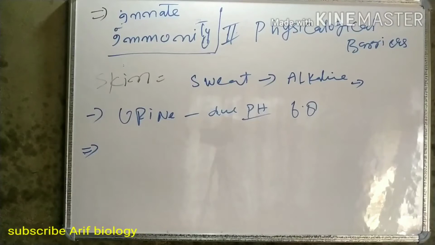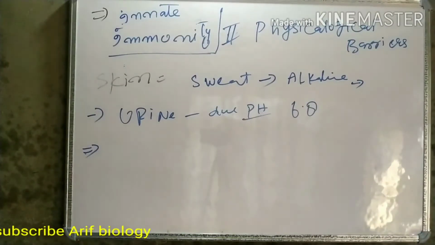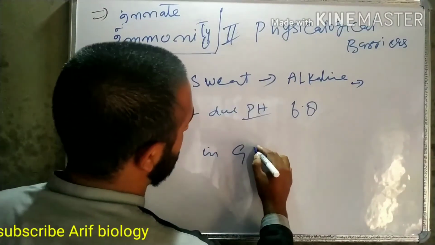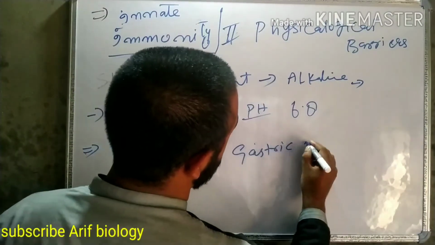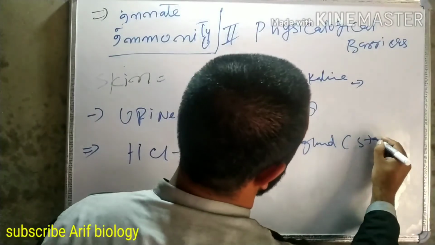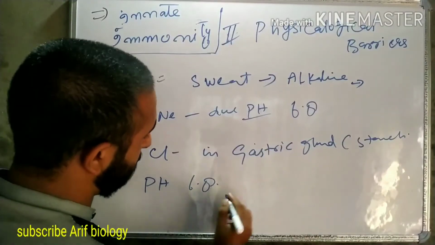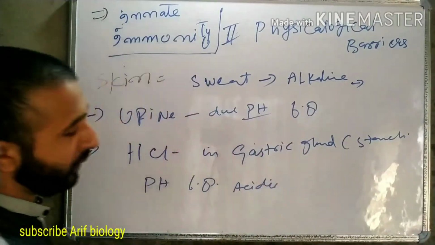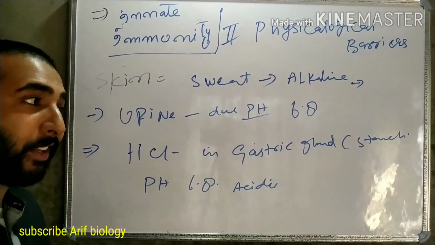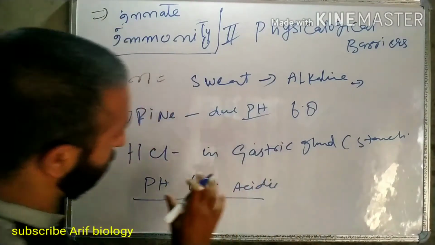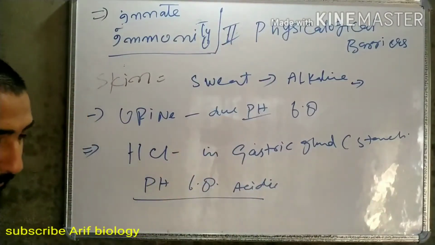और एक हमारे पास क्या होता है इसके अलावा अगर हम देखें, also we have HCl in gastric glands. That's stomach. Stomach has pH that is 1.8. This is acidic. If any pathogen reaches our stomach, then our stomach degrades these pathogens due to the acidic pH of HCl.